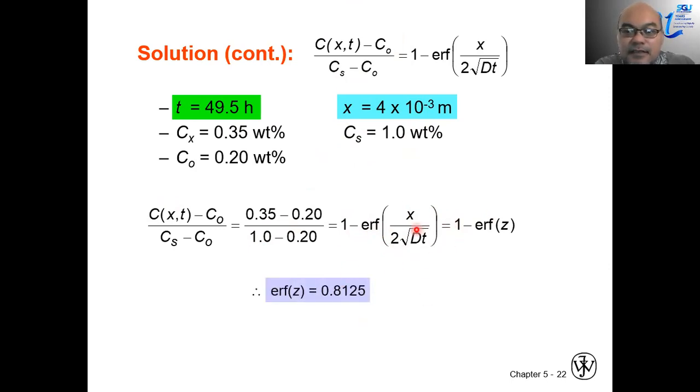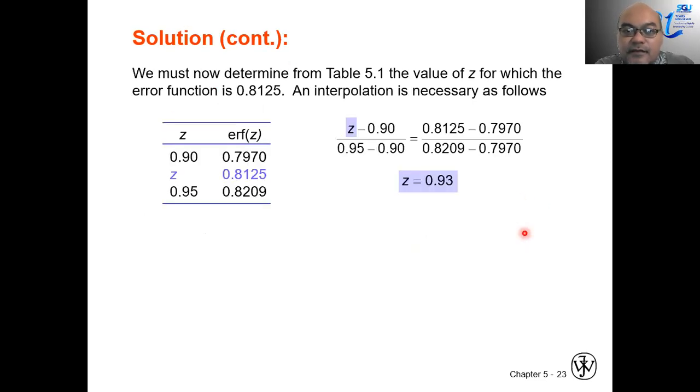The result is that the error function of z is 0.8125. So now we must determine z from the table. This table is usually in the textbook, as table 5.1. The value is 0.8125, and then we can interpolate, similar to when you interpolate logarithmic values, maybe in elementary school or junior high school. Of course, if we use a calculator, we can also use a calculator. So the z is 0.90.